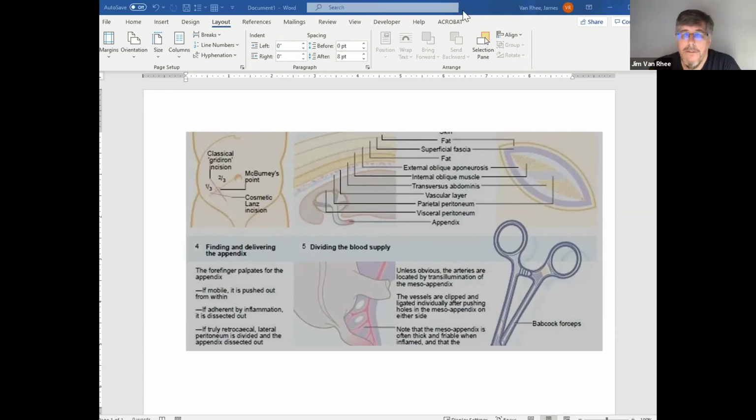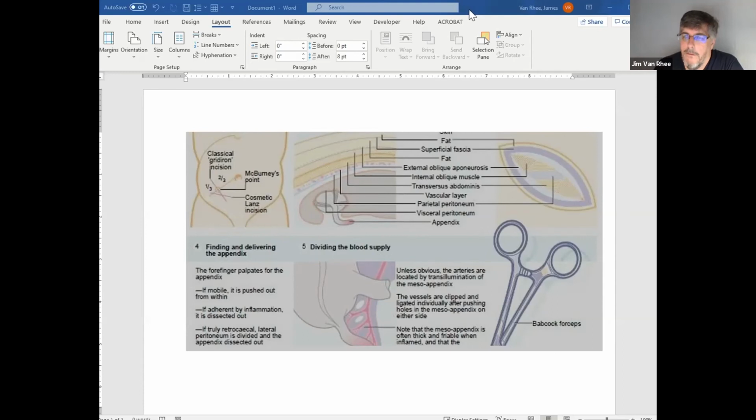Okay. And this would be an open procedure. They can do this laparoscopically as well, right? Yes? Yes. Okay. So let's go to the next side of that picture, the different layers of the abdomen there.